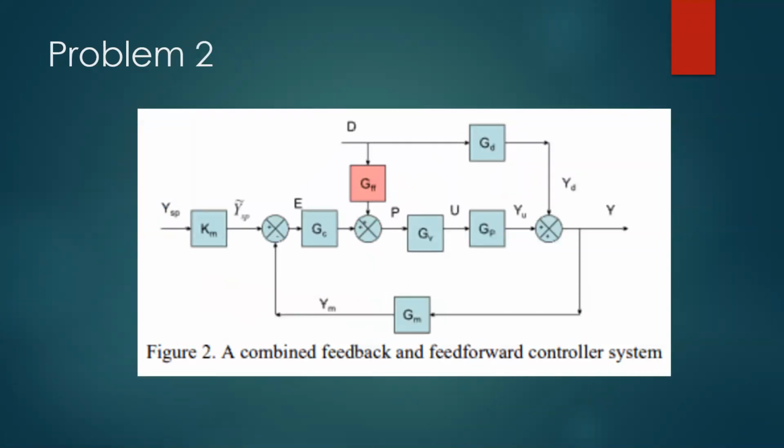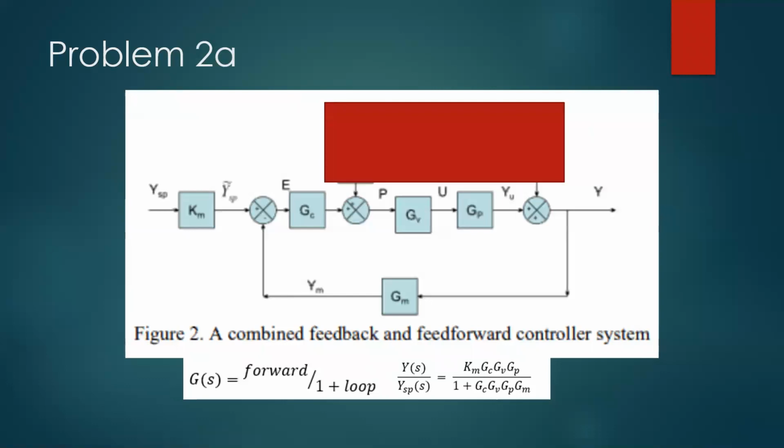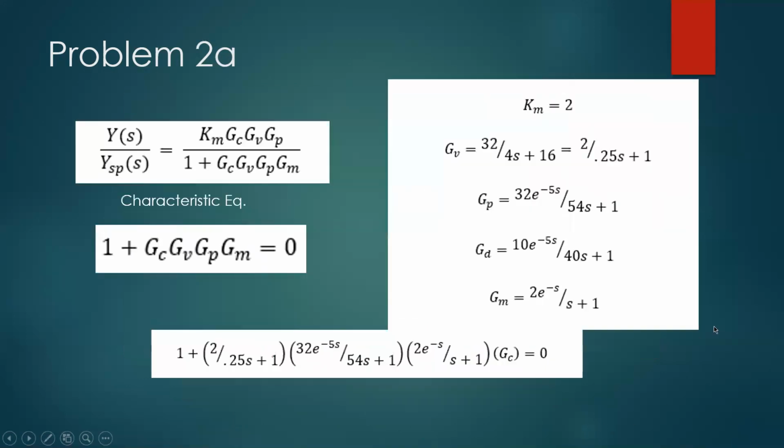For the second problem, we had this combined feedback and feedforward control system. For the first part, we were asked to find the closed loop transfer function if there was zero disturbance. Since there's no disturbance, the entire top part of the transfer function cancels away. To analyze the transfer function, it's forward over one plus loop. Forward over one plus loop gives us this equation right here: Km Gc Gv Gp over the loop, 1 plus Gc Gv Gp Gm.